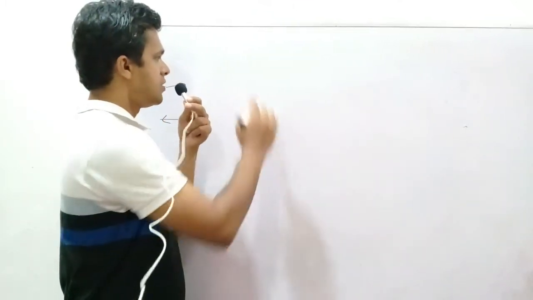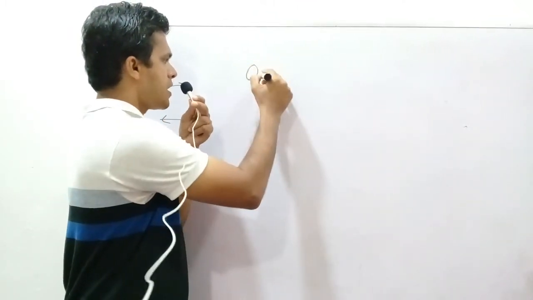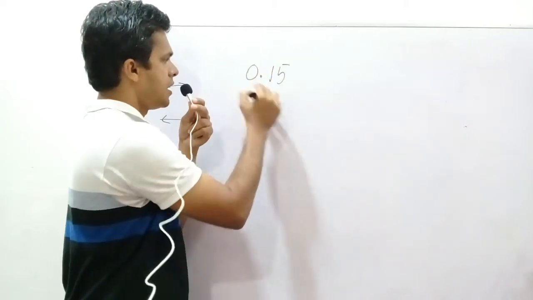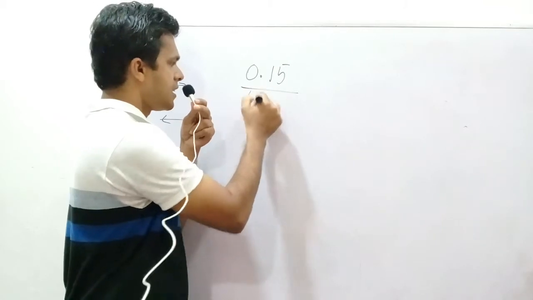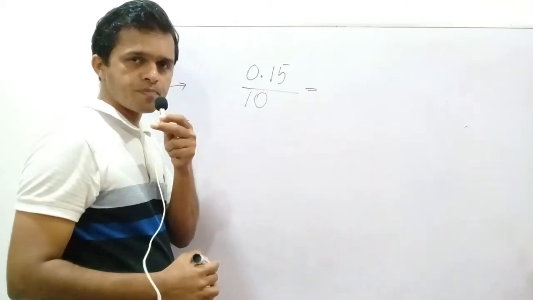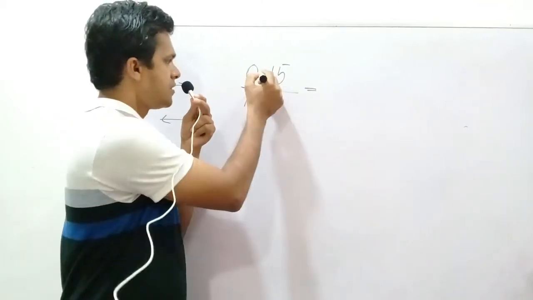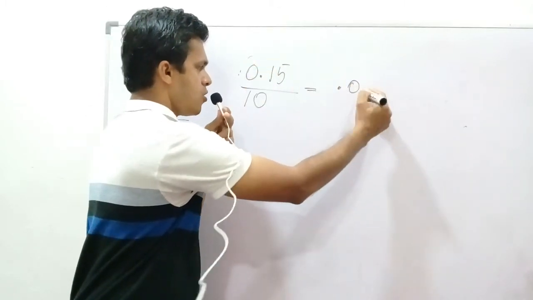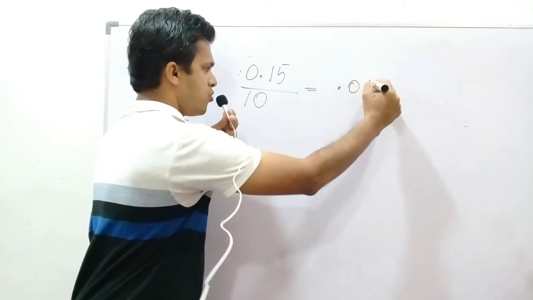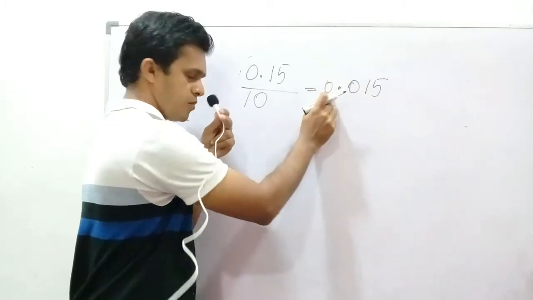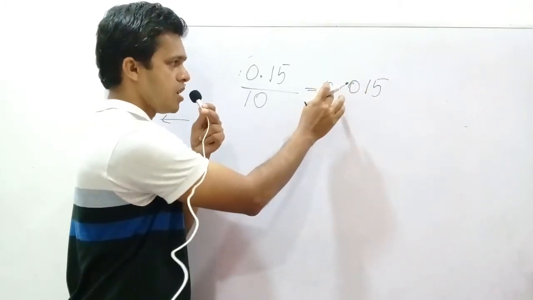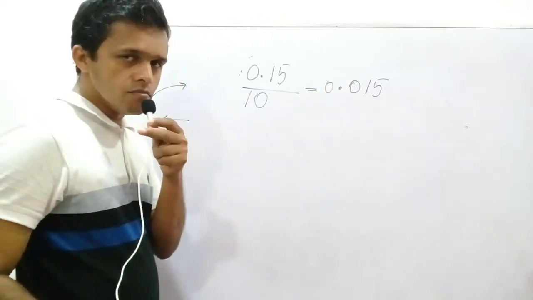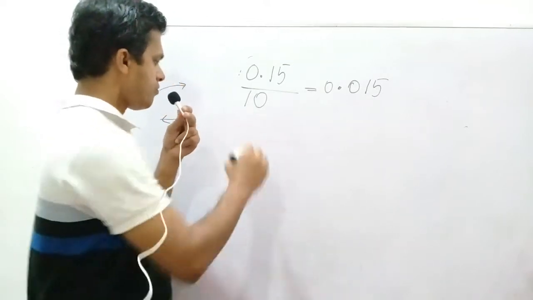You think of this one. 0.15 is divided by 10. Then what is the answer? The decimal point here comes here. So the answer is 0.015. Here you should write 0. So 0.015 is the answer.